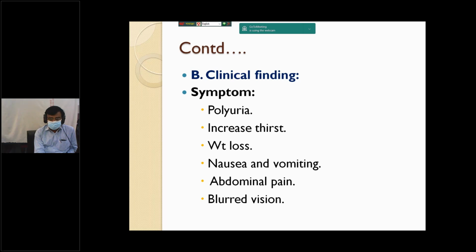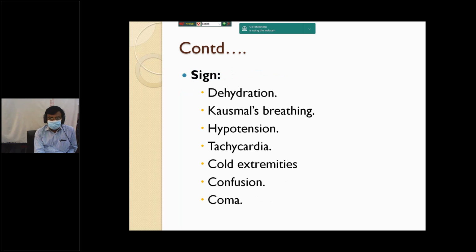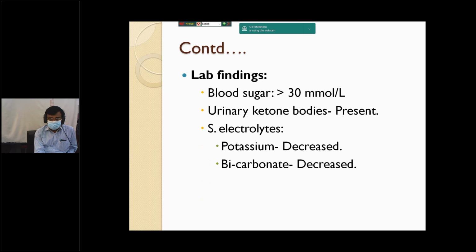Symptoms: polyuria, increased thirst, weight loss, nausea, vomiting, abdominal pain, blurred vision. And signs: dehydration, acidotic breathing, hypotension, tachycardia, cold extremity, confusion, coma. Lab findings: blood sugar more than 30 millimole per liter, urinary ketone body present, potassium may be decreased, bicarbonate also decreased.